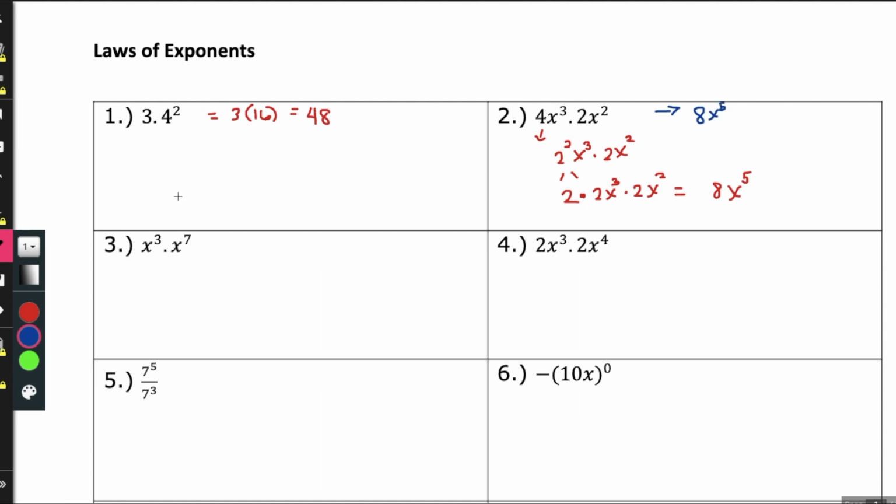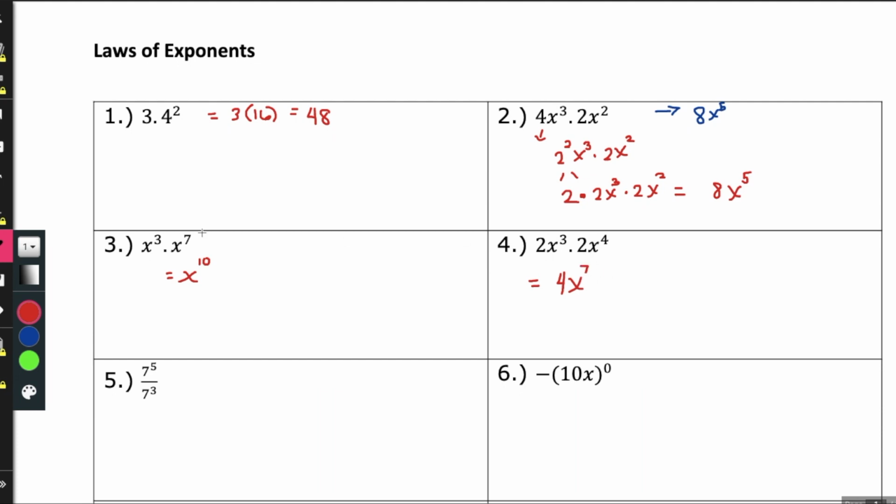Okay? Now, third question. x cubed times x to the 7th. Both of them have the same base. So, I can just add the exponents: x raised to the 10. Okay? Now, for this one, I can just write down 2 times 2 is 4, x raised to the 7.